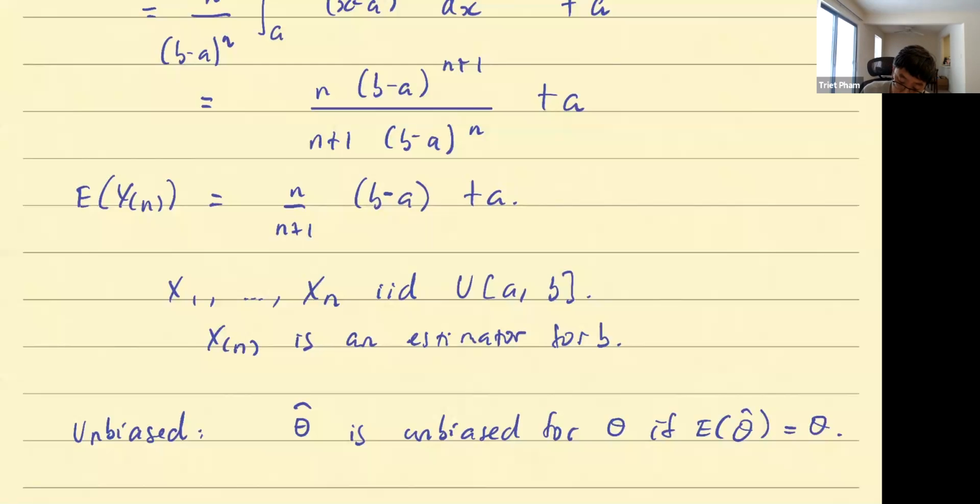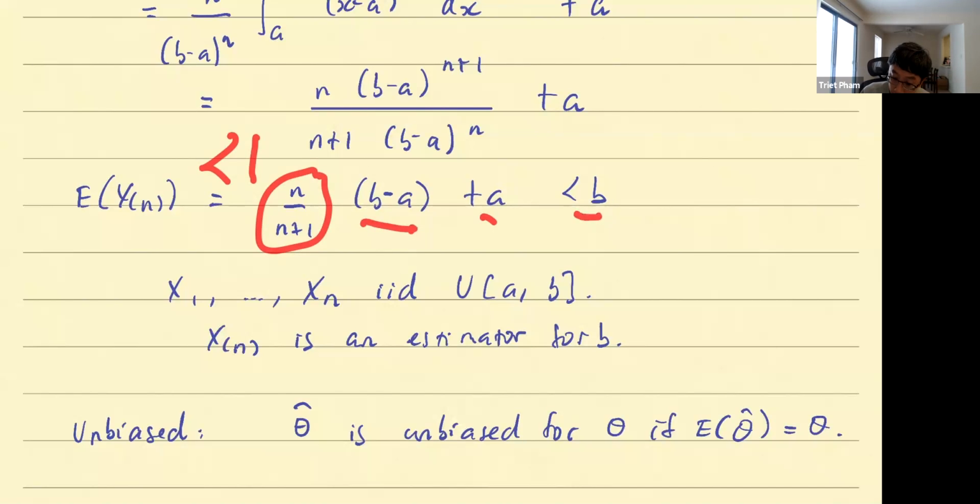That being said, is the sample max here unbiased for the population max? Is Xn unbiased for B, from the calculation? No, right? Because you can clearly show that this is less than B. Exactly, because n over n plus 1 is less than 1. So A plus (B minus A) times n over n plus 1 is less than B.